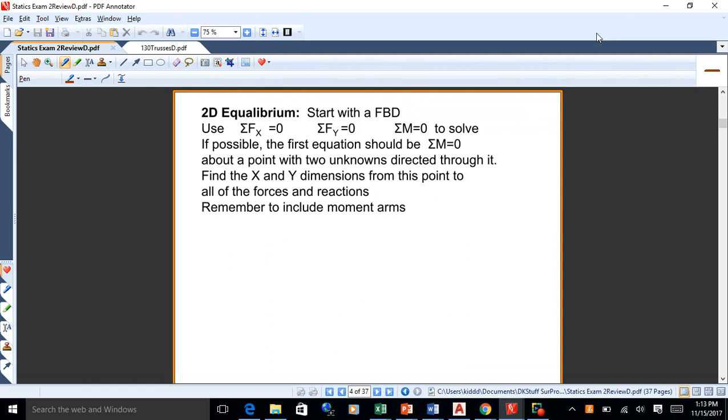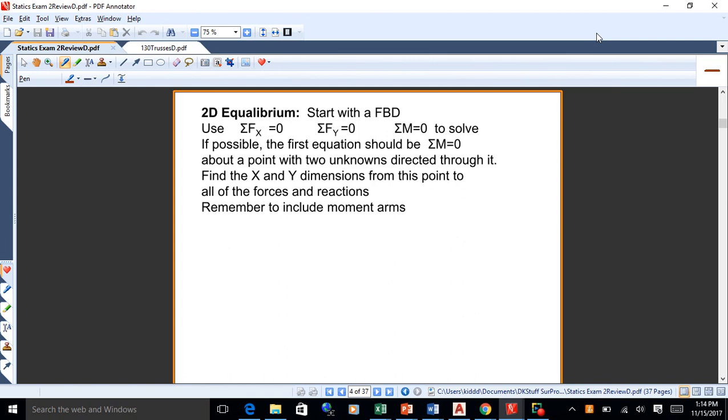Okay, now probably what you want to do on those, the general approach is to figure out a point about which you'll take moments. Generally that point is a point that has two unknowns going through it. Then dimension from there, get x and y dimensions to all the forces and reactions, and then take a moment equation to solve for the remaining unknown force. Because if you take a moment about a point with two unknowns, there can only be one more unknown if you're going to solve it with statics. So you'll find the x and y dimensions from the point you're taking moments about to all the forces and reactions, and do a sum of moments equation.